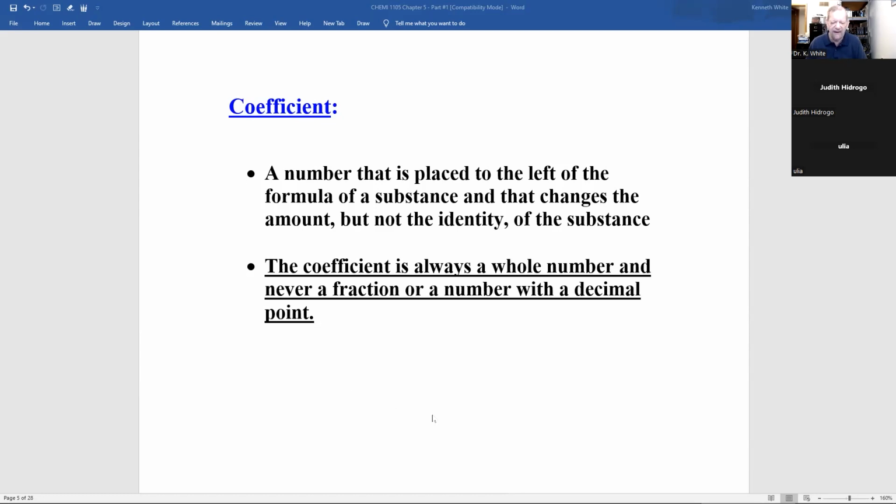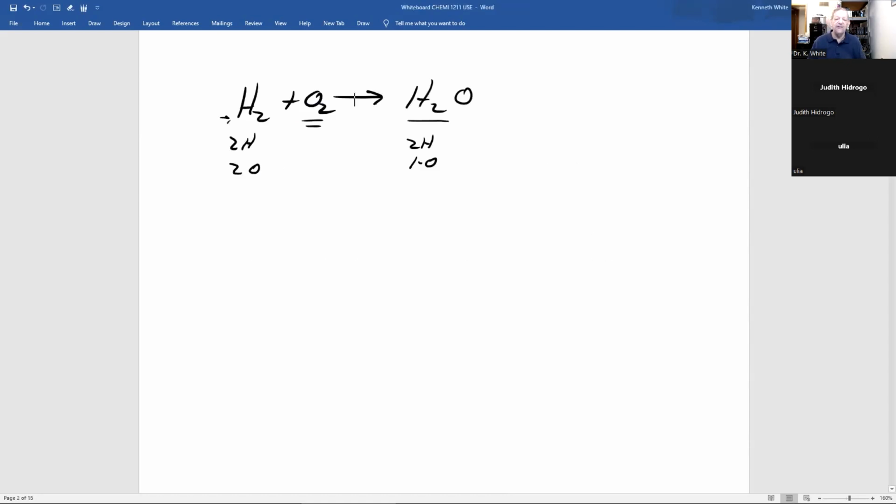So let's go back and look at this reaction. And that is H2 plus O2 makes H2O, and it's not balanced. So how do we balance this equation?